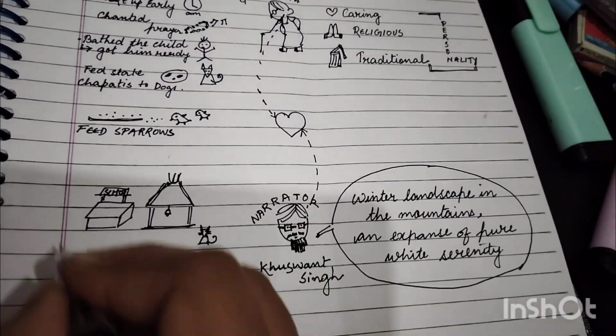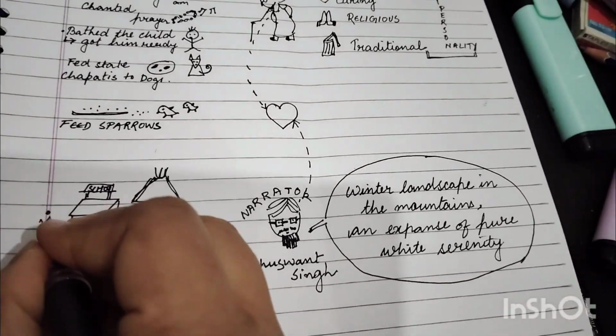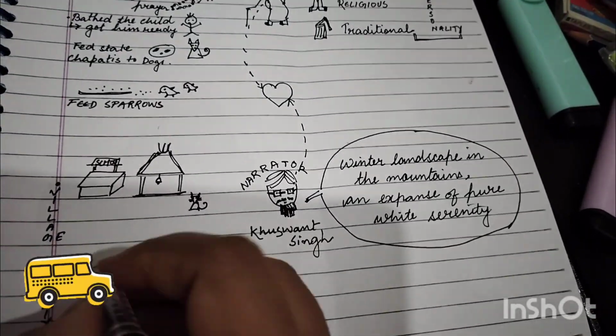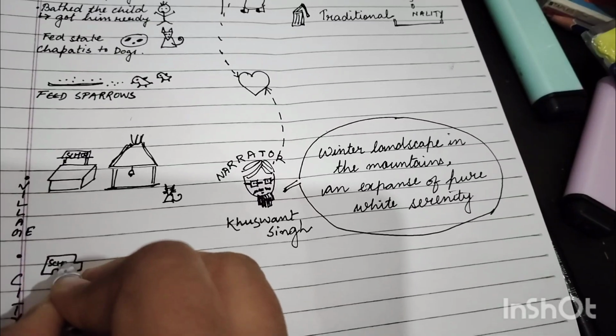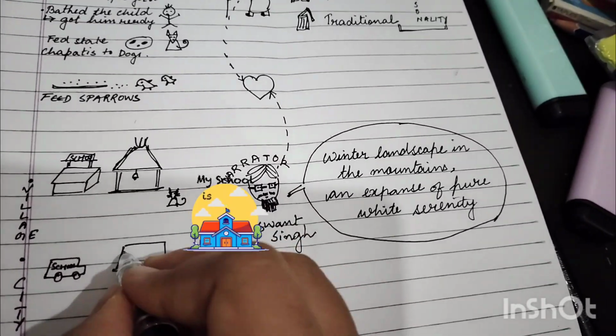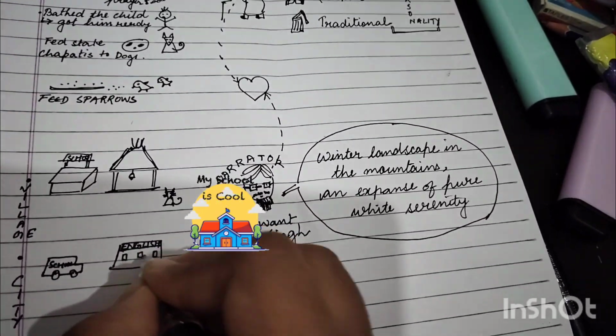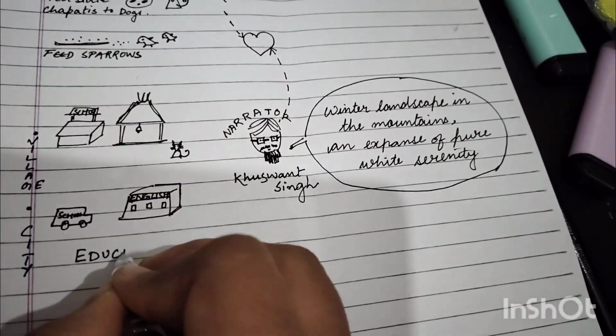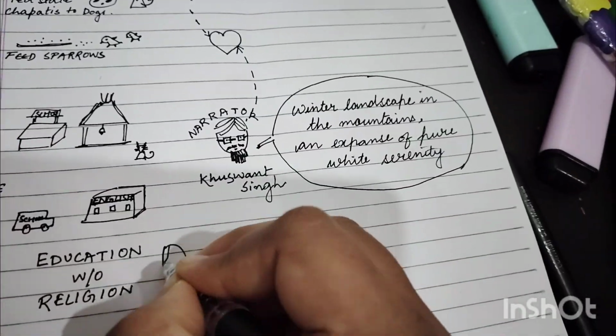Then when they shifted to the city, he started going to school by the school bus. This was an English medium school, and Granny felt sad as the school taught nothing religious. And slowly the besties parted their ways, physically and emotionally.